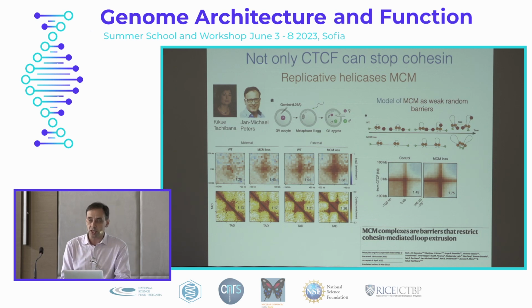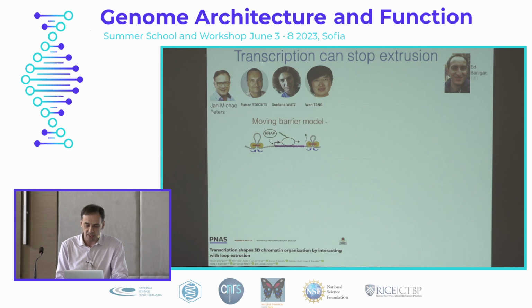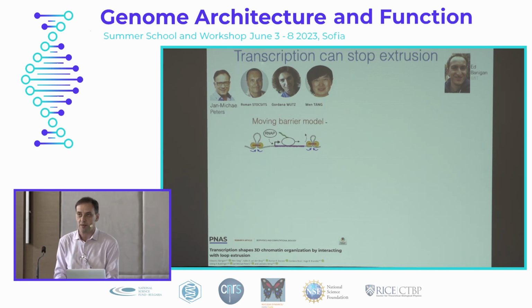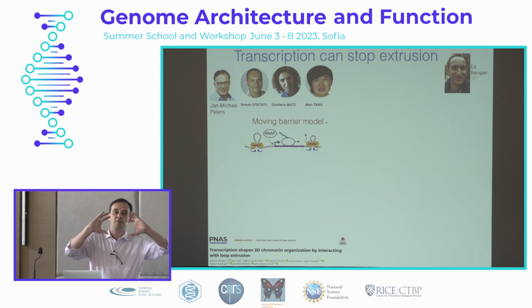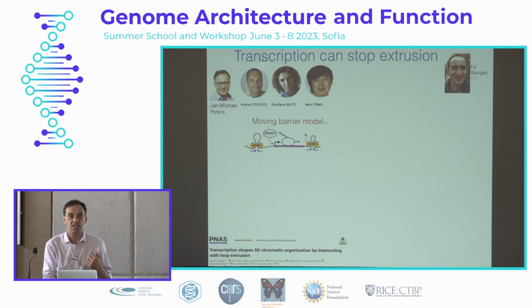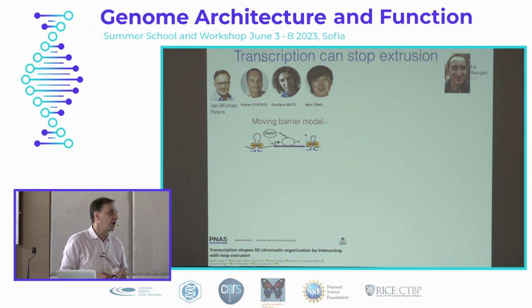So the lesson learned: there can be random barriers, and other proteins that are not serving specifically to stop cohesin can nevertheless be barriers. As a note, related to Case's talk, MCMs form helices that wrap around DNA. So it would be interesting to see whether this class of proteins are better stoppers than others.